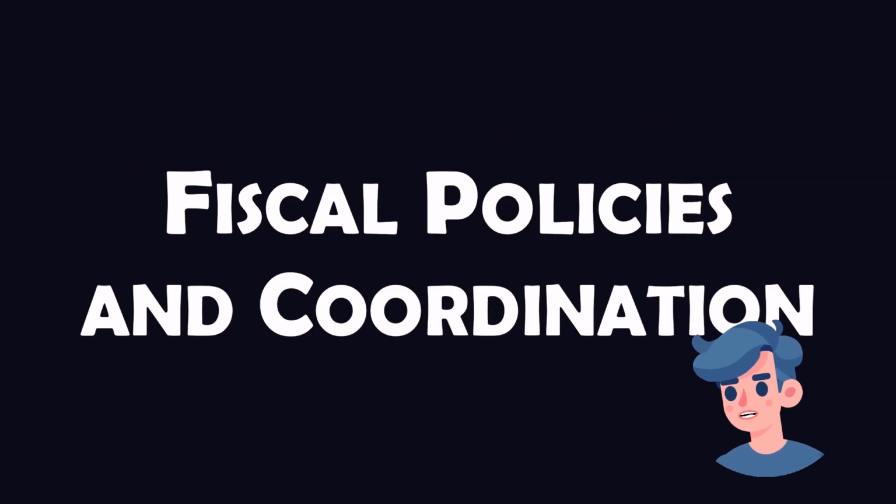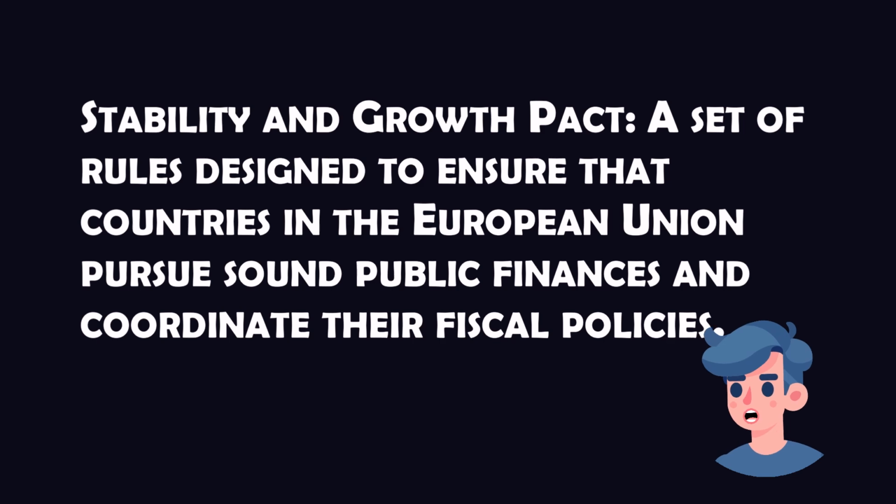Economic coordination isn't just about having a central bank. It also involves fiscal policies. Member countries often have to agree on a balanced approach to government spending and taxation to maintain overall economic stability. In the Eurozone, the Stability and Growth Pact aims to ensure fiscal responsibility among its members.